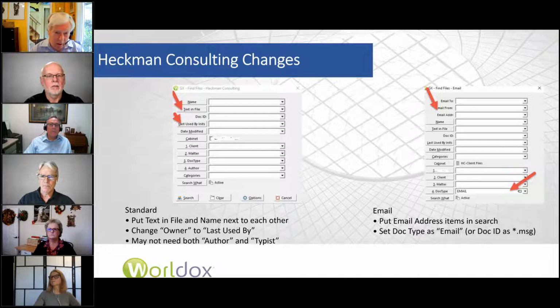That's wildly confusing because if you ask an attorney who owns the document, they'll say the partner in charge or the attorney that's working on it or whatever, they own the document. But the owner in Windows is simply the last person that used it. So owner initials has nothing to do with whoever owns the document, in quote. So I always change that to last used by, because that's what it is, in fact.